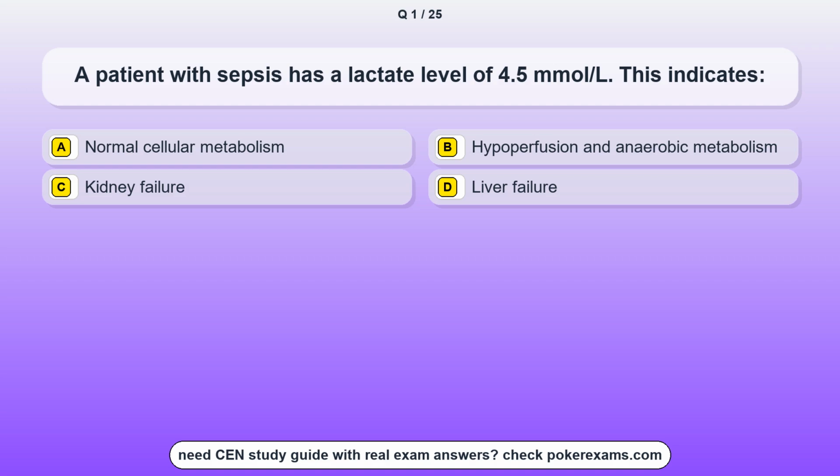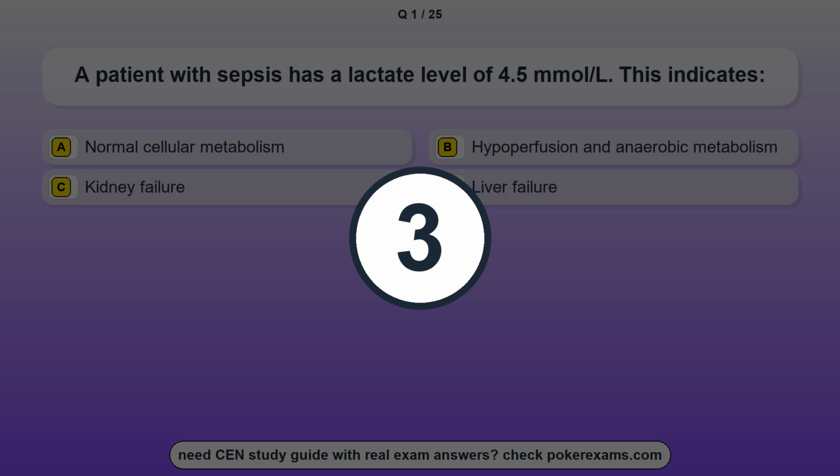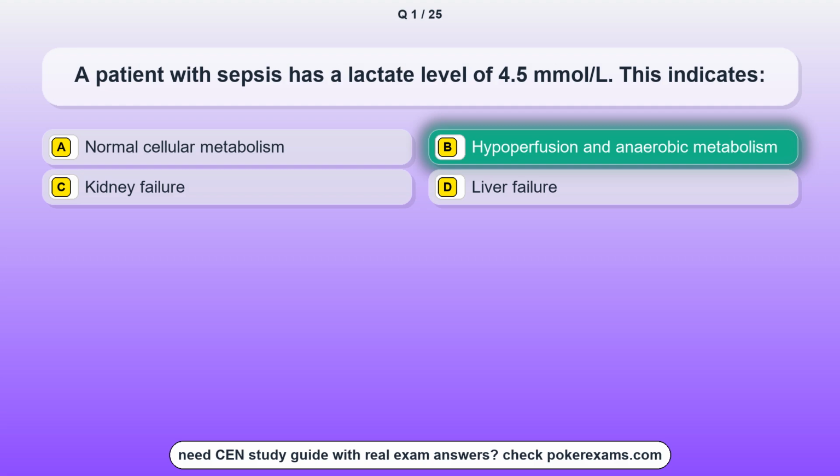Question 1. A patient with sepsis has a lactate level of 4.5 mmol/L. This indicates option A, normal cellular metabolism, option B, hypoperfusion and anaerobic metabolism, option C, kidney failure, option D, liver failure. The correct answer is option B, hypoperfusion and anaerobic metabolism.